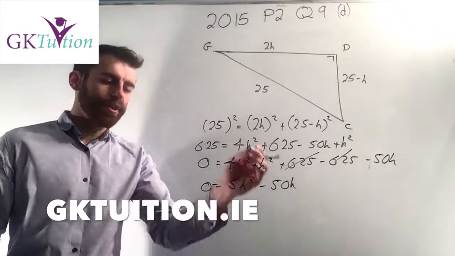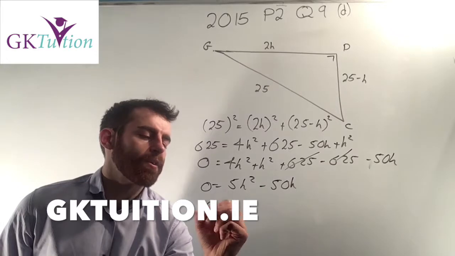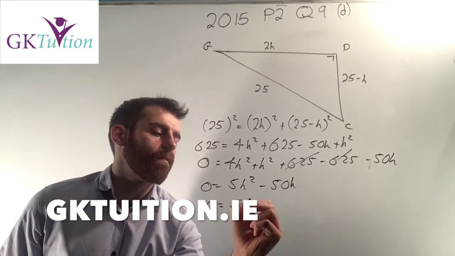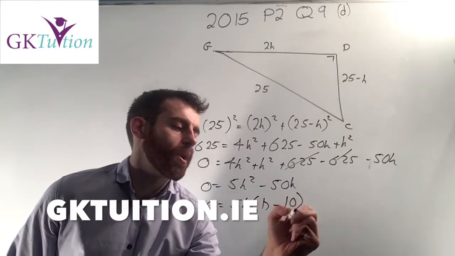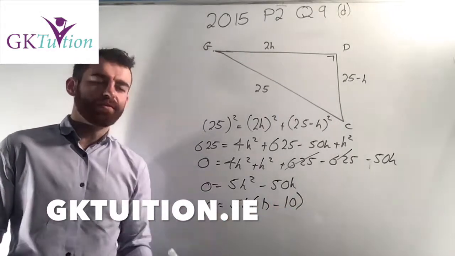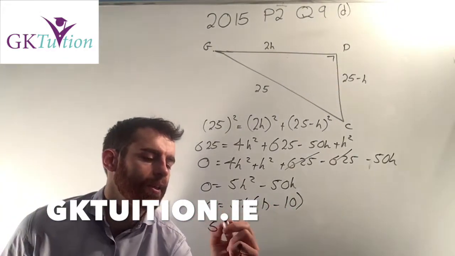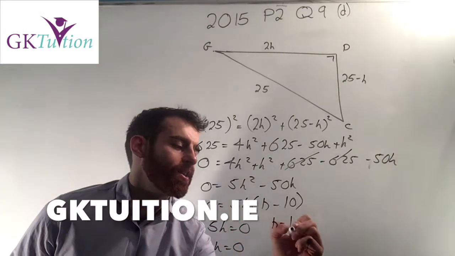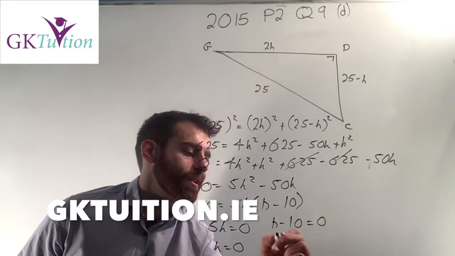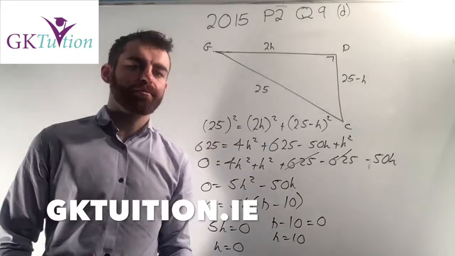So now I can just factorize, I can just take out my H. If I factorize this, I can take out 5H. If you take out 5H, you'll be left with H minus 10. Now to solve this, the first one, I can say that 5H equals 0, which means H is 0, or I can say that H minus 10 equals 0, which means that H is equal to 10.